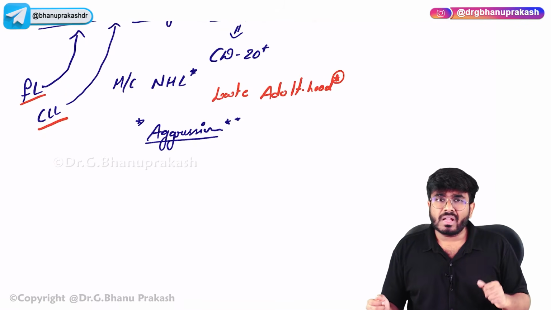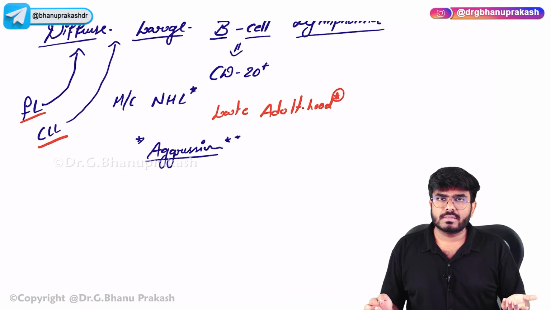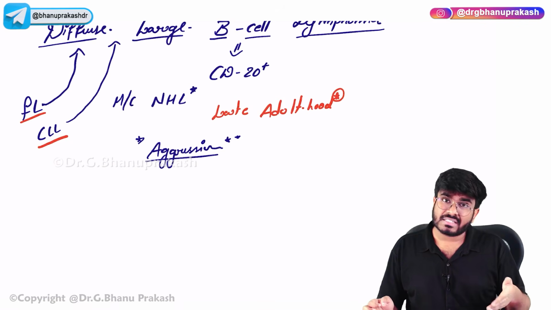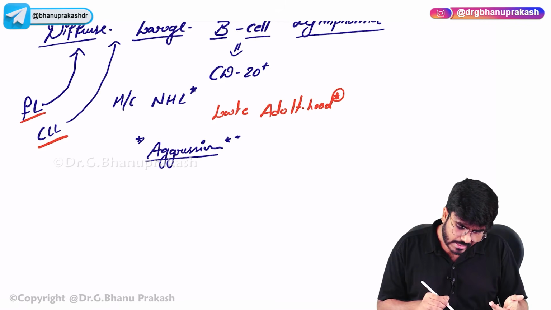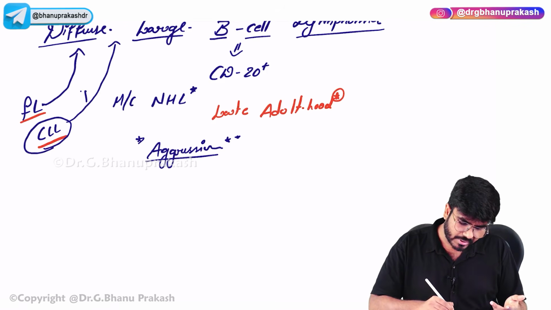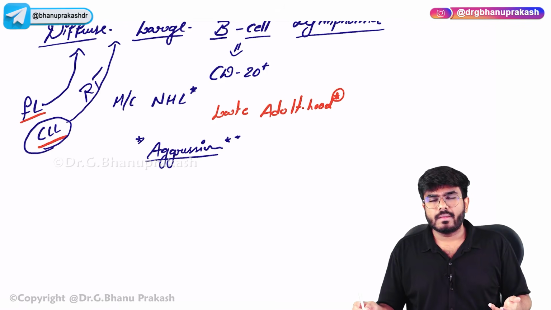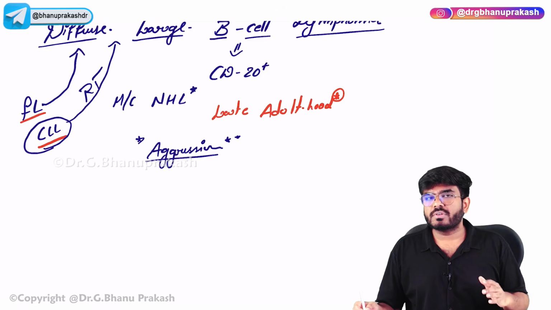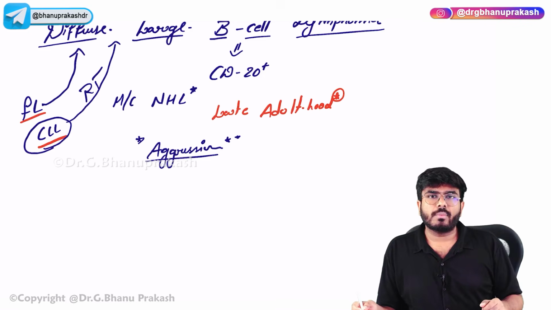And what about diffuse large B cell lymphoma? Large cells. It's seen as a transformation that is called a reverse transformation. Yesterday's class I have explained. CLL can become DLBCL. That's called a reverse transformation. Now, rituximab, an anti-CD20 antibody, is used mainly for the treatment of follicular lymphoma.